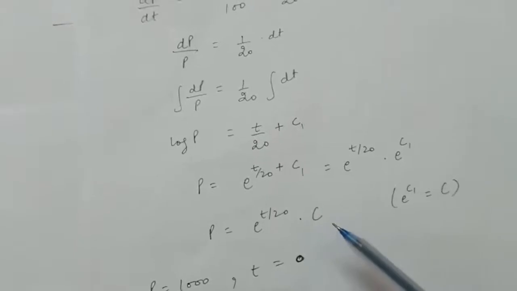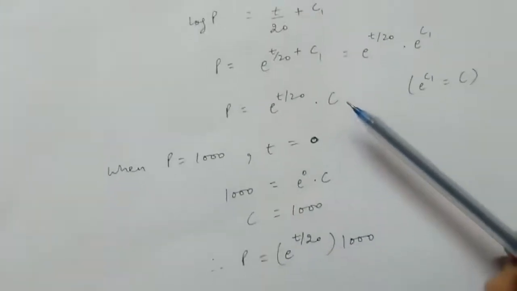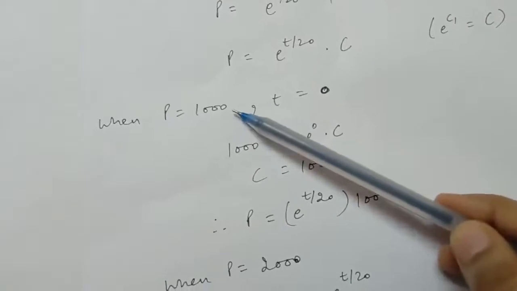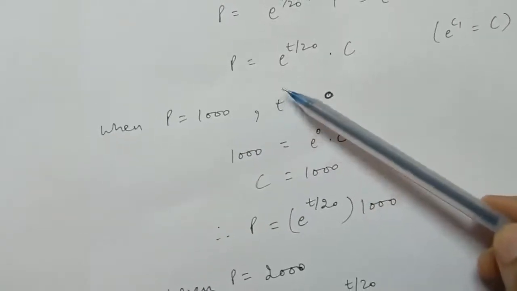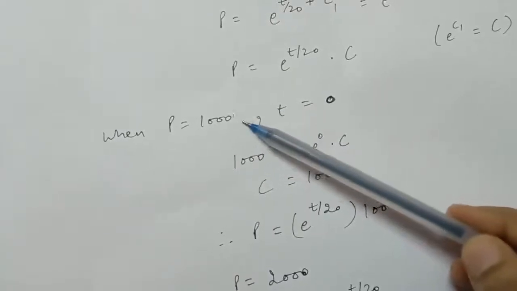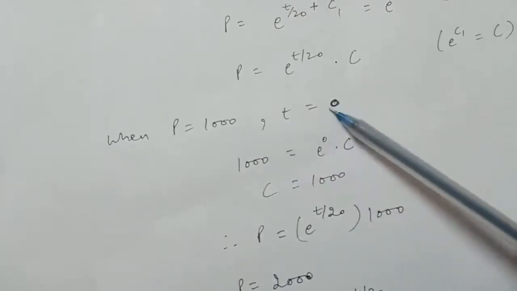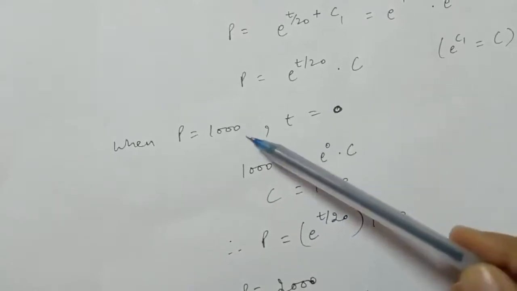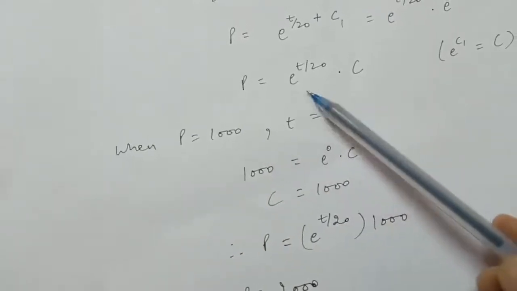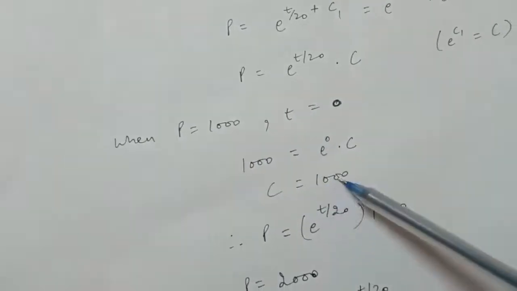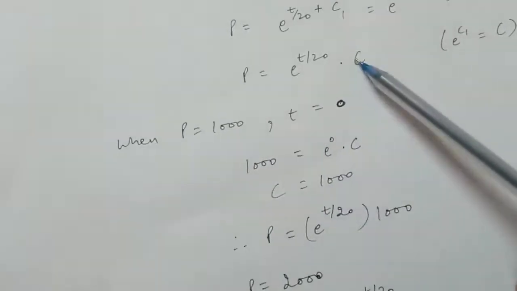Now in the question they have asked to find the years so that the amount 1000 doubles itself. So let us assume when time is 0, principal is 1000. When no year has passed, t is 0, then P is 1000. So from here calculate the value of C. You'll get C as 1000. Now put C here.